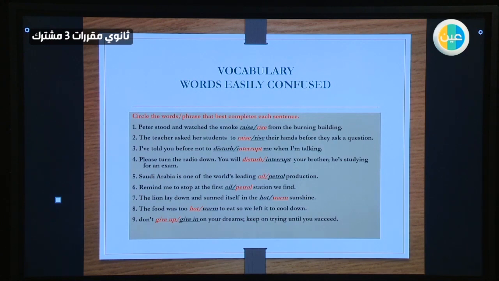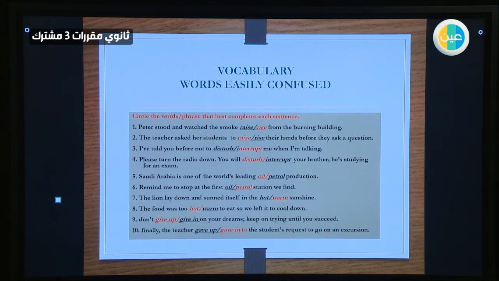Don't give up on your dreams. Keep on trying until you succeed. Usually we say that. Never give up. Try to do something, don't stop doing that. You should have hope. This is the meaning of give up. Like when I say, I gave you 10 minutes to answer this question, and then you say, I gave up. I stopped trying. So this is the meaning.